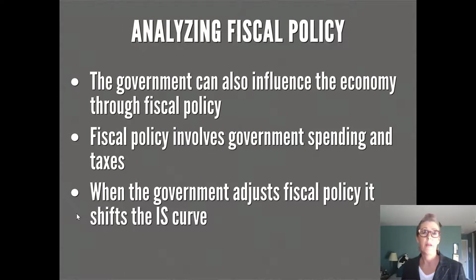So that federal government, maybe they have some tricks up their sleeve, right? What could they do? They can also influence the economy through fiscal policy. So that's changes in government spending or taxes. And when they adjust fiscal policy, guess what? It affects our spending through the IS curve.